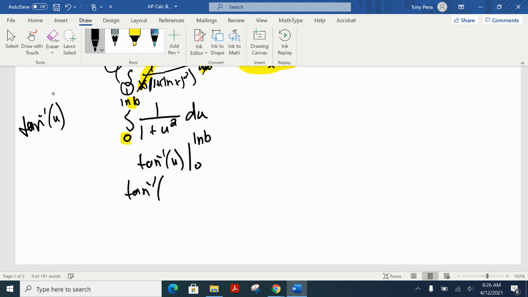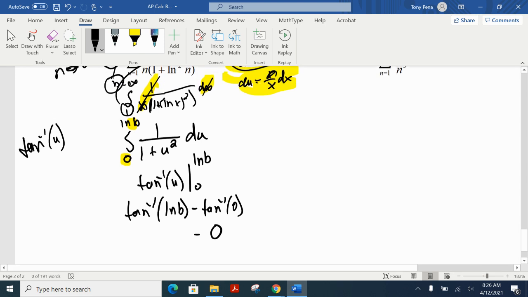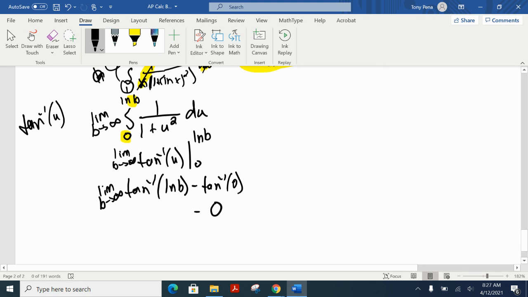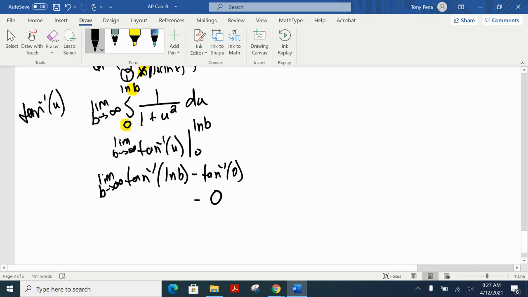Throw in your upper limit, subtract the lower limit. We know the inverse tangent of 0 is 0. So then what we now need to do, and I probably should be better myself with this, when we set these up, what we're now looking for is the limit of this. Since b can't really be infinity, we're just evaluating this as a limit problem. So these should have been here all along, because now this is how we calculate whether this is a convergent value or a divergent value.